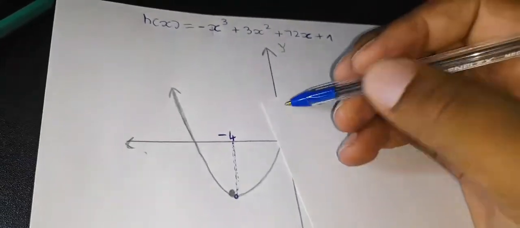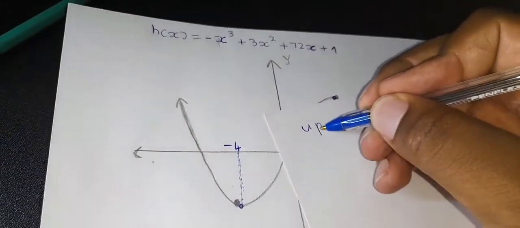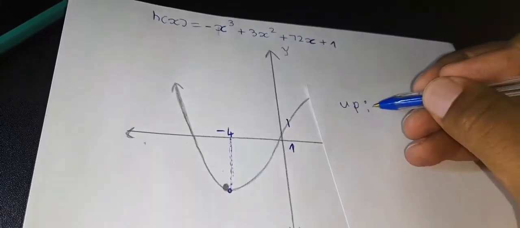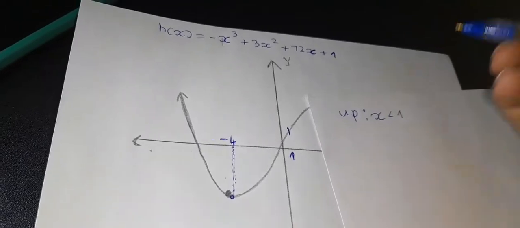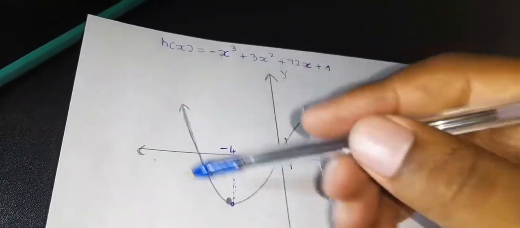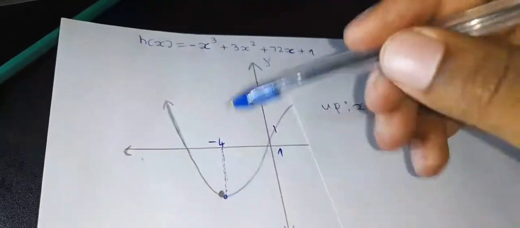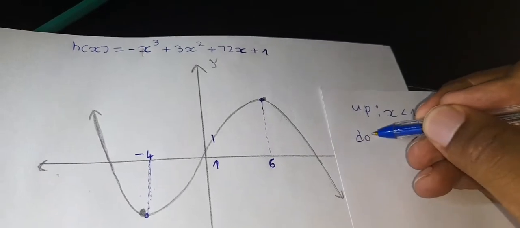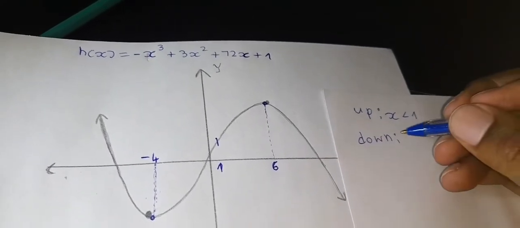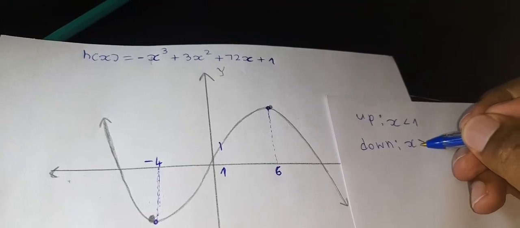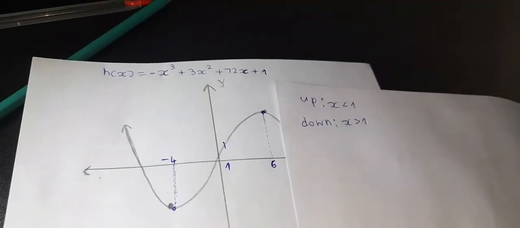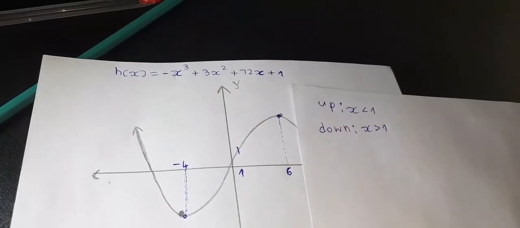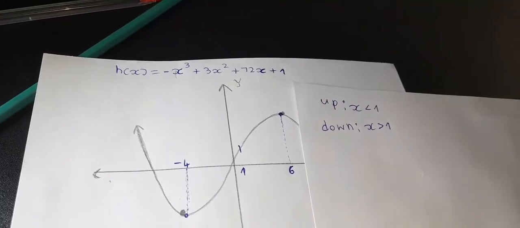So we can see that the graph is concave up when x is less than 1. So when x is less than 1, the graph will be concave up like this, to -infinity. It will be concave up, and then it will be concave down when x is greater than 1. So for you to answer this type of question, you need the point of inflection. It will tell you where the graph is concave up and where the graph is concave down.